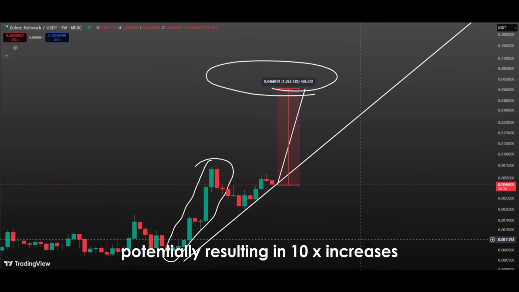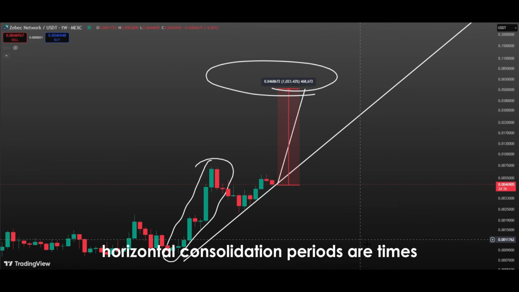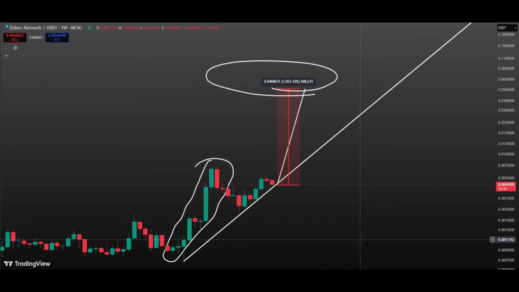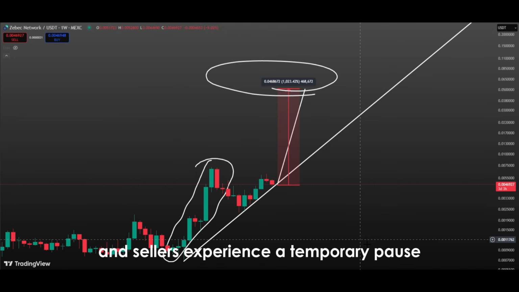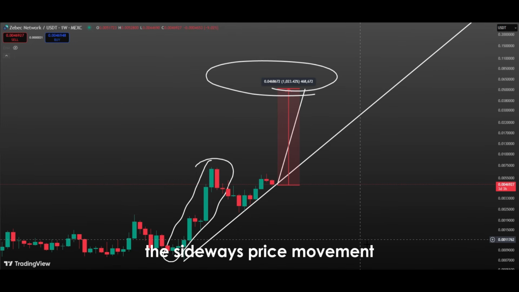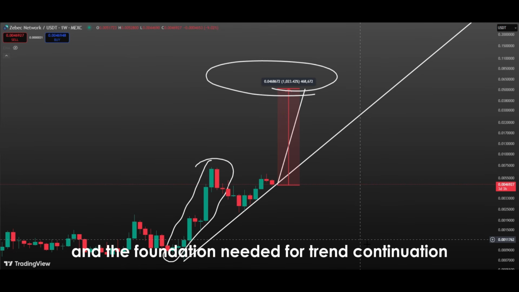10x increases. From a technical analysis perspective, horizontal consolidation periods are times when the price accumulates momentum and gathers the necessary energy for trend continuation. These sideways phases can be defined as periods when buyers strengthen their positions and sellers experience a temporary pause. The sideways price movement reflects the market's current balance and the foundation needed for trend continuation.